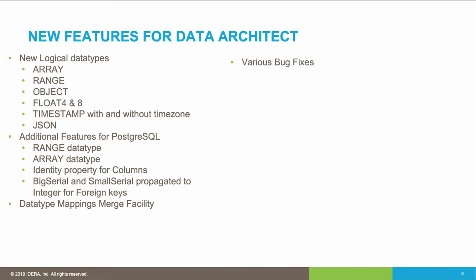when you propagate a foreign key from a primary key of type serial, it'll propagate the foreign key to be integer data type. As we're doing more around data types, we've built a new facility to be able to merge your data type mapping file. So the user-defined data type mappings that you've been creating in previous versions, you can now import those into 18.4 with a nice tool. And as usual, quality is really important to us, so we've included a number of bug fixes. So let's go and have a quick look at the Snowflake implementation.